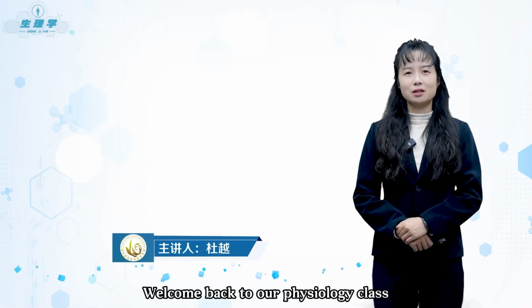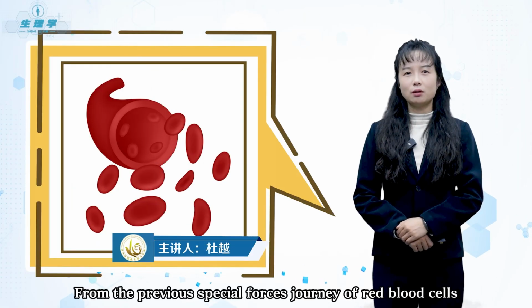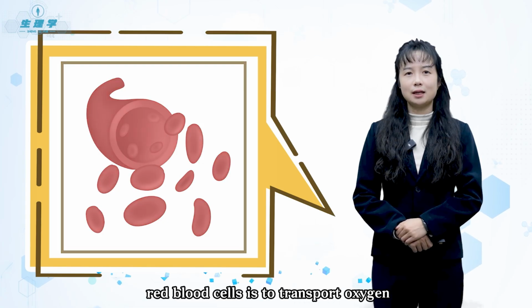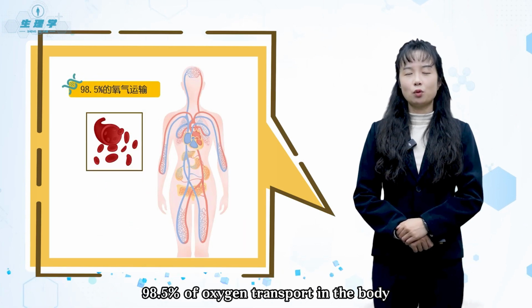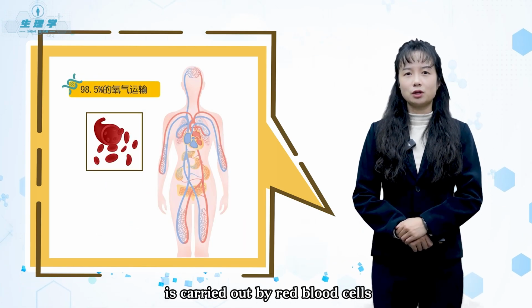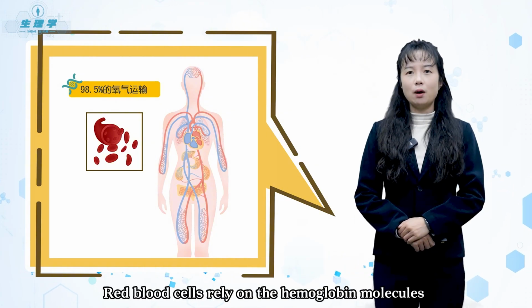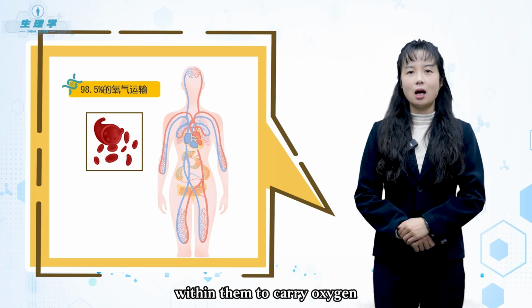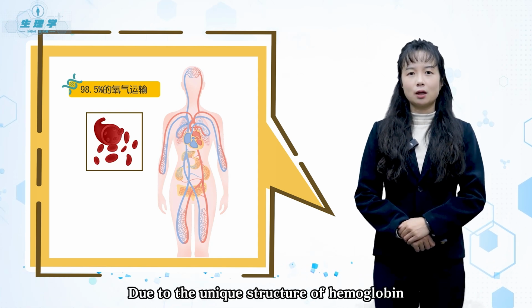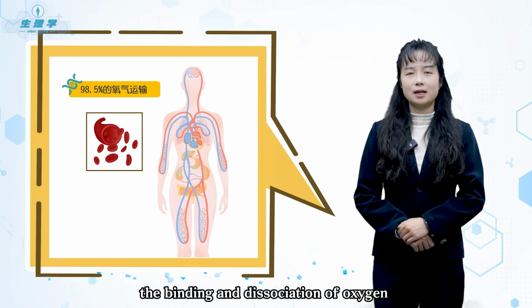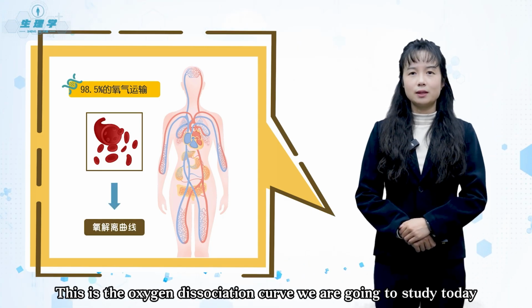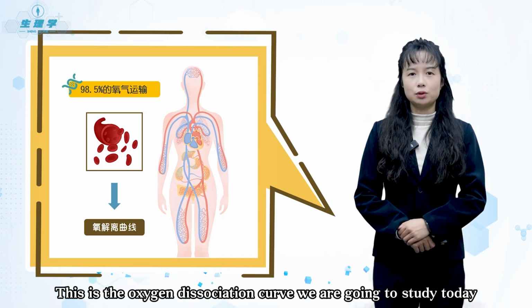Welcome back to our physiology class. From the previous Special Forces journey of red blood cells, we know that the primary mission of red blood cells is to transport oxygen. 98.5% of oxygen transport in the body is carried out by red blood cells. Red blood cells rely on the hemoglobin molecules within them to carry oxygen. Due to the unique structure of hemoglobin, the binding and dissociation of oxygen with hemoglobin exhibit a characteristic curve. This is the oxygen dissociation curve we are going to study today.